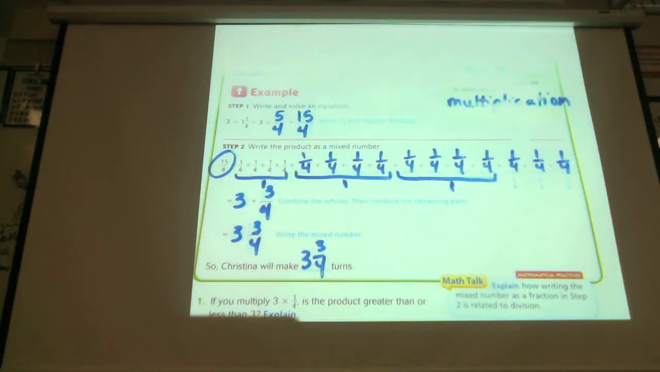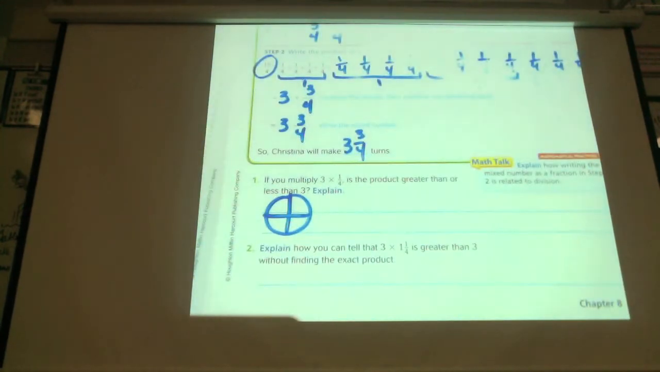If you multiply 3 times 1/4, is the product or answer going to be greater or less than 3? I want you to think about it. If you have a 1/4 and you multiply it by 3, is your answer going to be less than or greater than 3? You should be able to tell without doing the math. Here's my model.